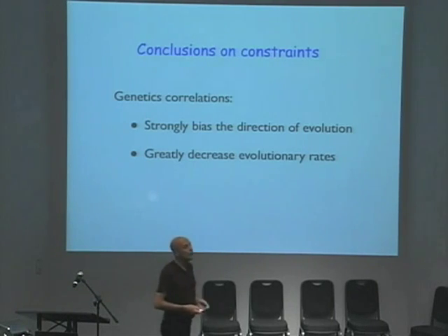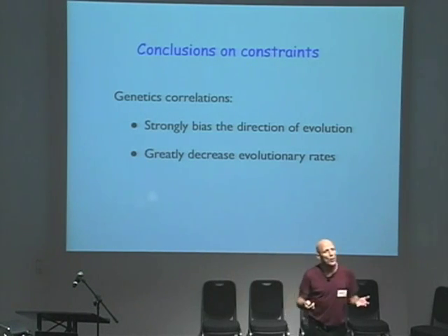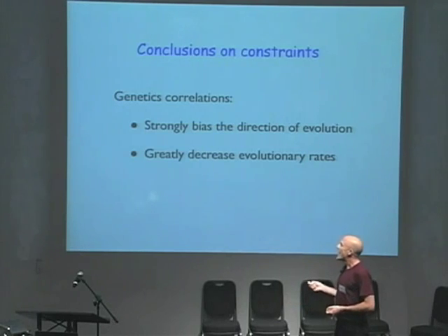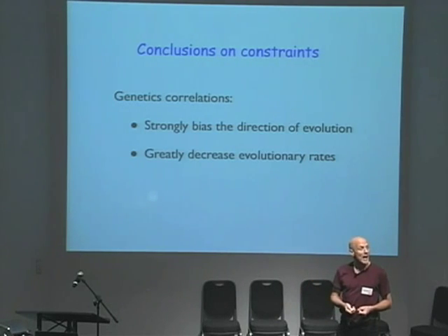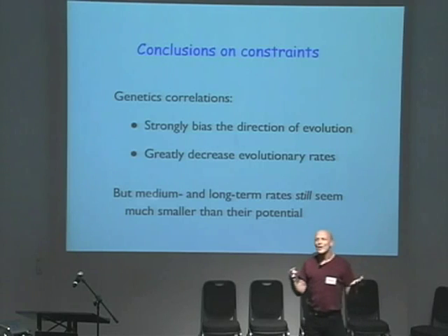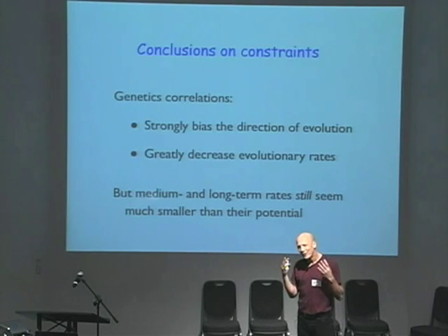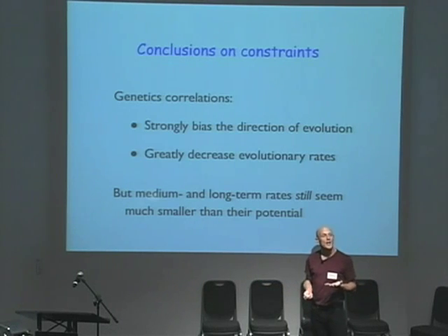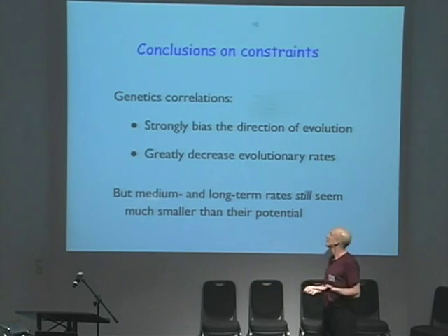My conclusion from these data is that genetic correlations can very strongly bias the direction of evolution over millions of generations, and they can substantially decrease the maximum amount of evolution that happens, the evolutionary rates. But even if I really try pretty hard, it's difficult for me to convince myself that the constraints imposed by these genetic correlations, according to the data that we now have, are actually limiting evolutionary rates in an absolute sense.